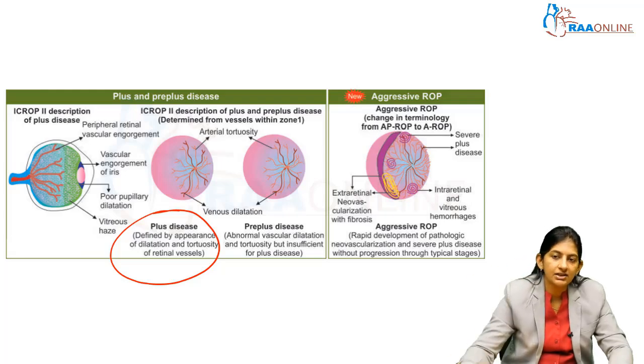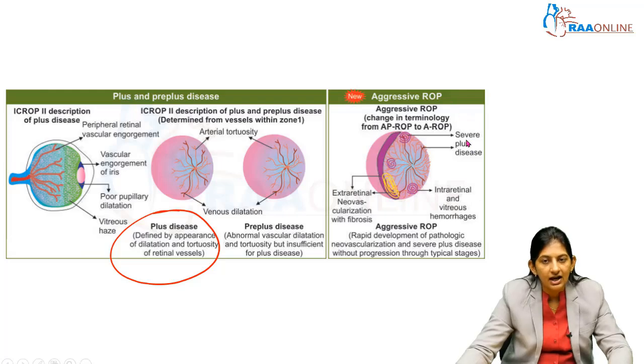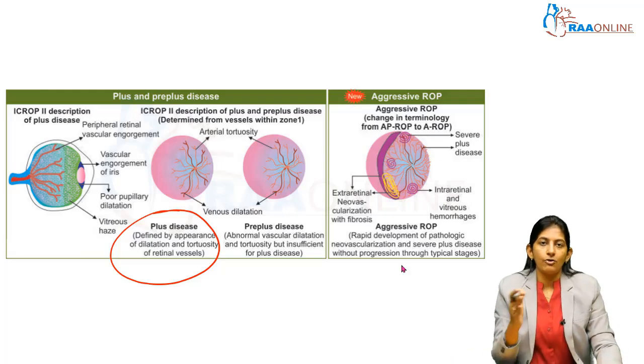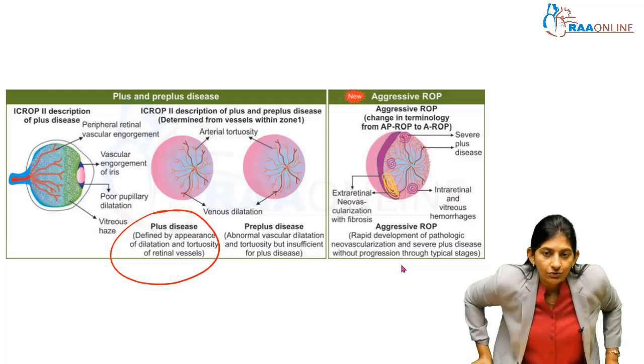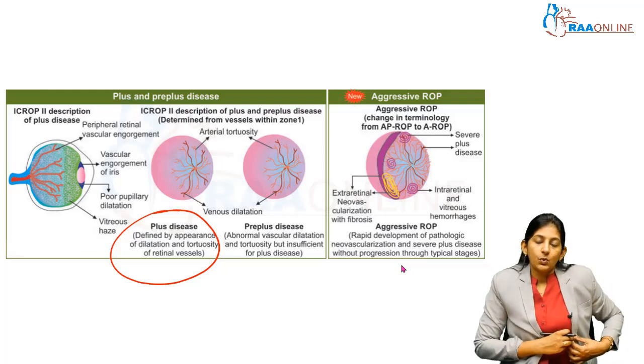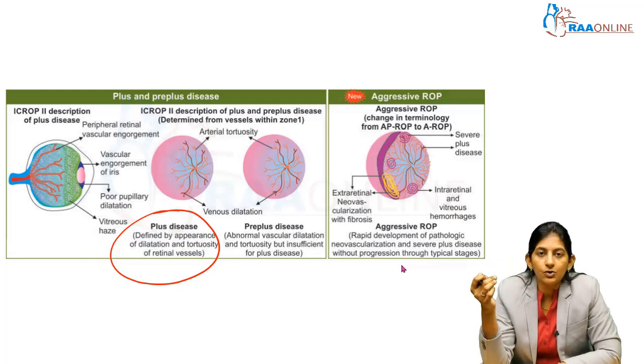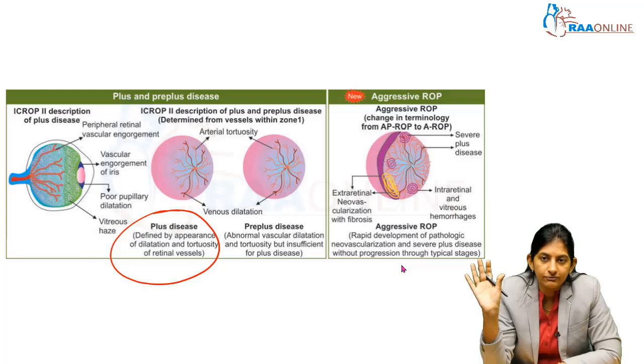Aggressive ROP is something which will have plus disease, and more often there is neovascularization along with fibrosis, and intravitreal and intraretinal hemorrhages can also be present. So these are the components of aggressive ROP. This aggressive ROP usually doesn't go from one stage to the other. Usually the neovascularization is quite rapid, so it doesn't progress from stage 1 to stage 5. It progresses very, very quickly. The typical stages it doesn't follow.